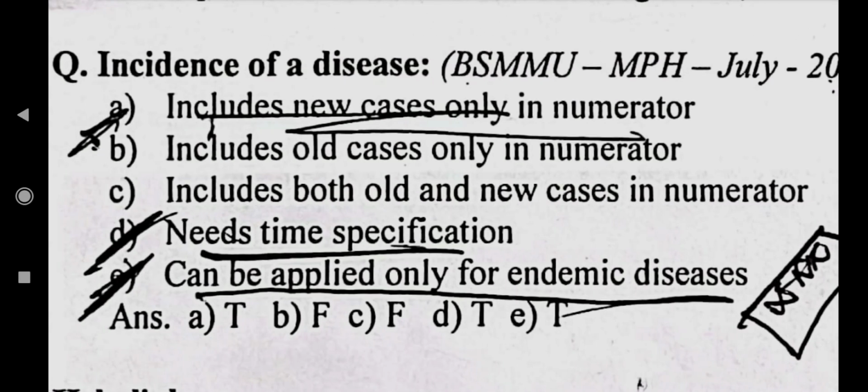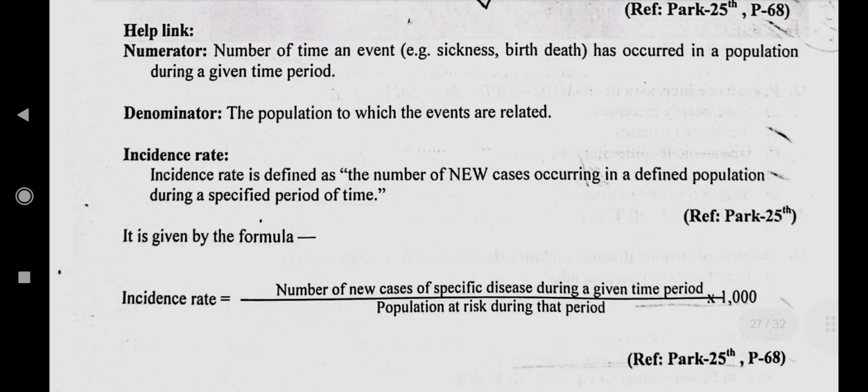Incidence of a disease. True answer: includes new cases only in the numerator, needs time specification, can be applied only for endemic disease. False answer: includes old cases only in the numerator, includes both old and new cases in the numerator. Numerator: number of times an event has occurred in a population during a given time period. Denominator: the population to which the events are related.